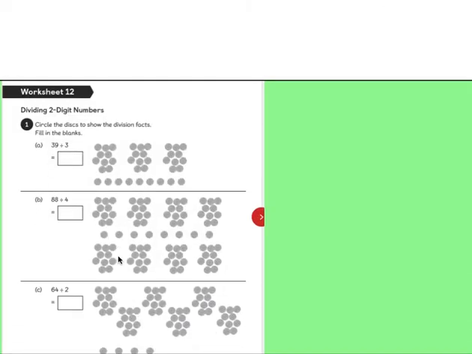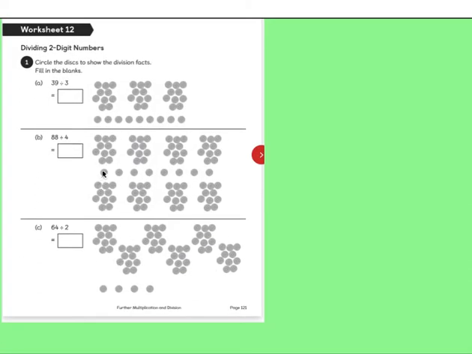Let's have a look at the worksheet. Nothing that you haven't seen before. They're asking you here to circle the discs to show the division facts, fill in the blanks. Okay, so you just need to circle 39 divided by 3. You just need to draw a circle to show that.